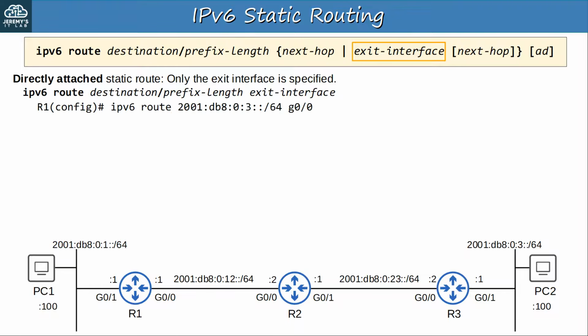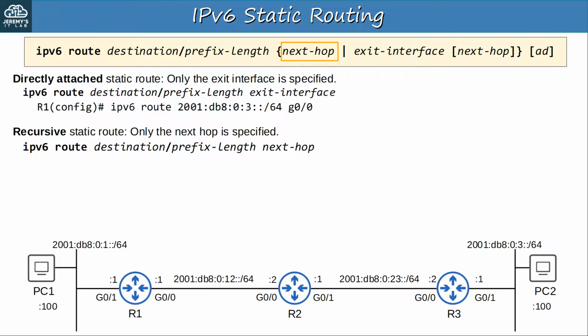For example, on R1, you might use this command, ipv6 route 2001:DB8:0:3::/64 G0/0, to reach the network connected to R3. Okay, the next type is a recursive static route, which specifies only the next hop address. So the command is like this.